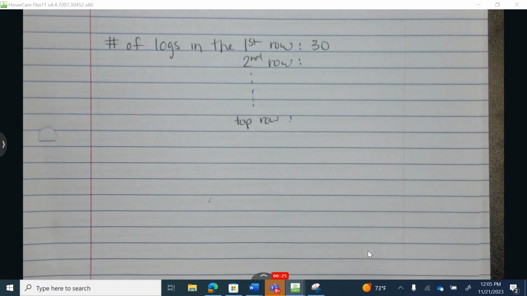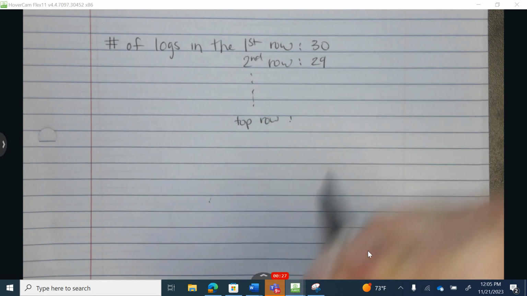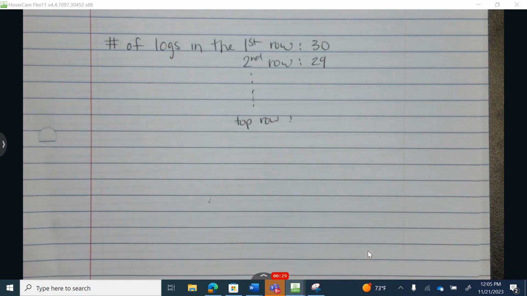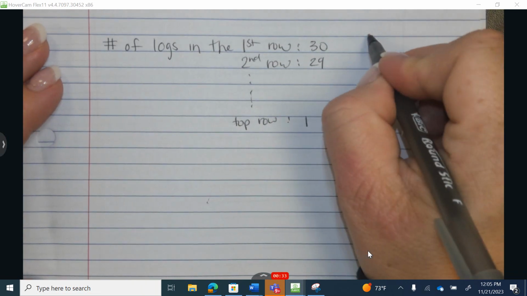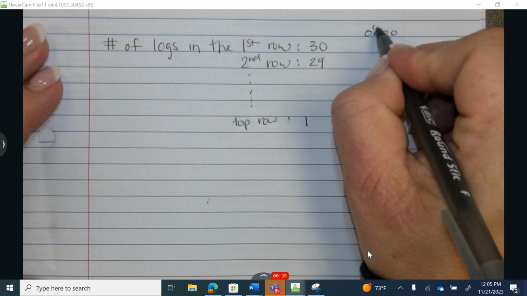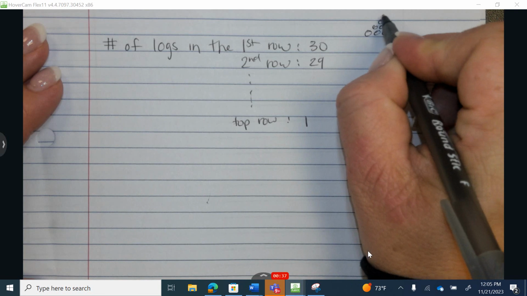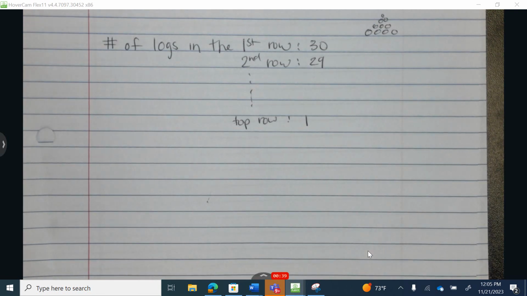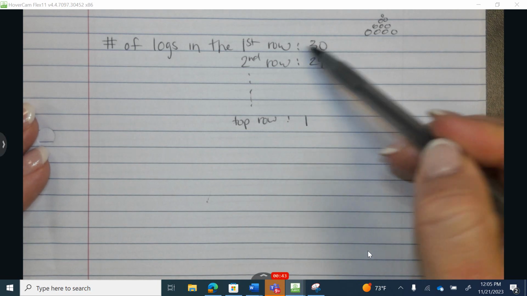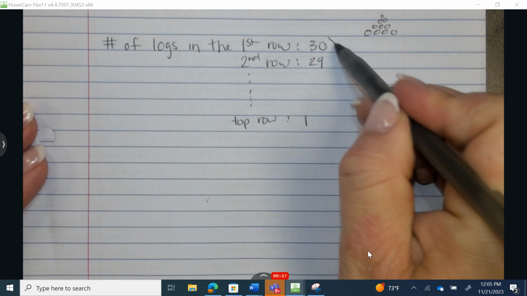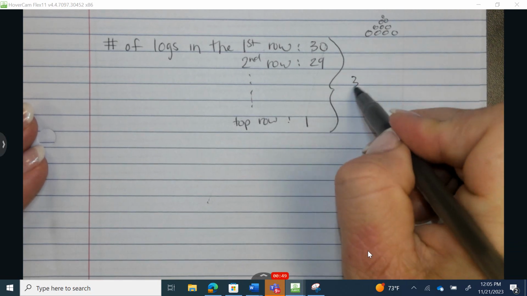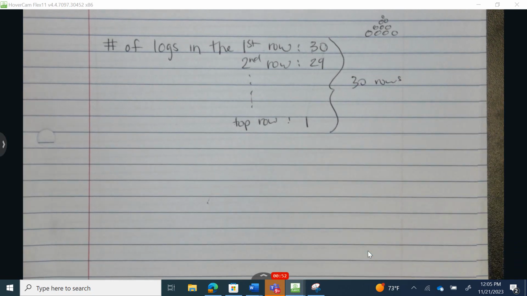And there's 29 logs in the next row, and so on, all the way to the top layer that has 1 log. So think of a pile something like this. Obviously that's not enough, but something like this. So each row as you move up has 1 less log. And so our first row has 30 and we'll go all the way up to the top row that has 1. So our common sense can see that we're going to have 30 rows.